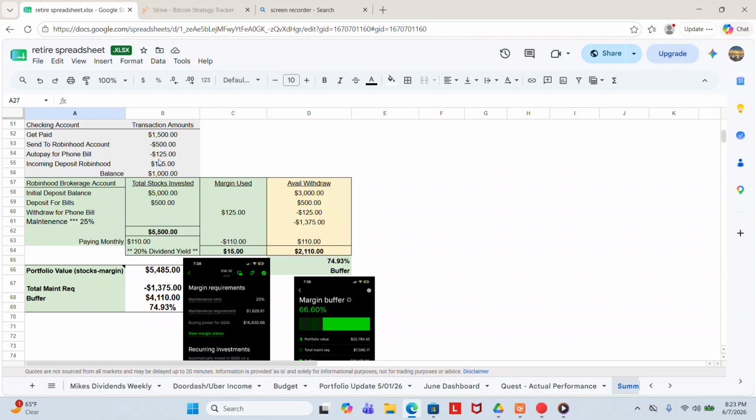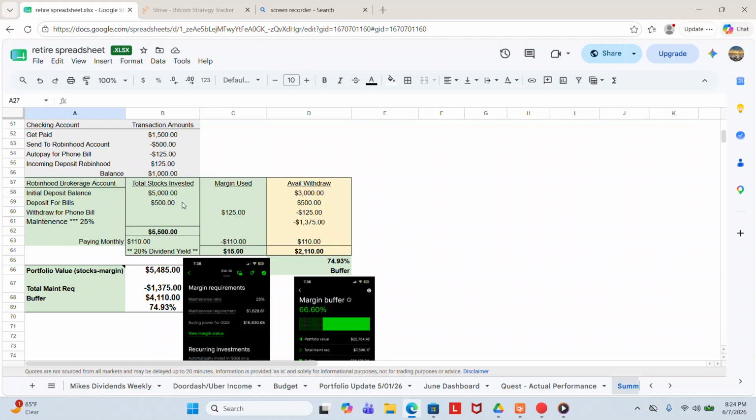So a bill came due. Let's say we have an auto pay phone bill that hit our checking account. At that point, we would withdraw $125 from margin and send it back to our checking account to cover that bill. Okay, so what we see here is we have a margin used of $125, and $5,500 that's invested.